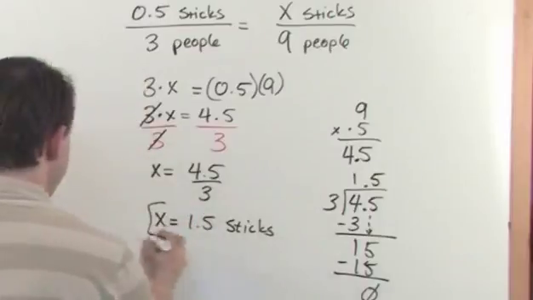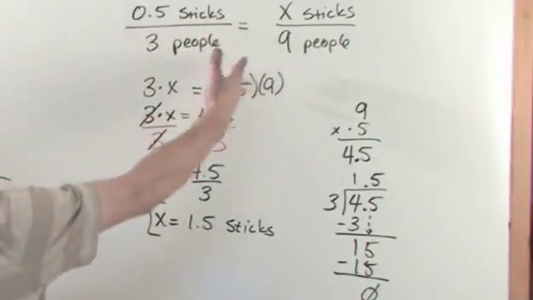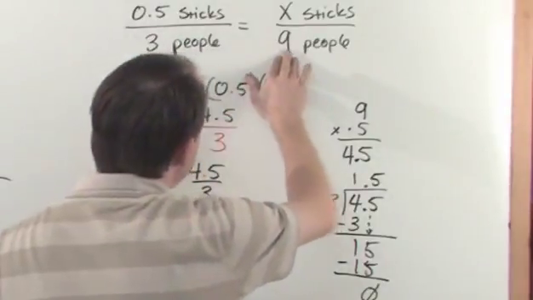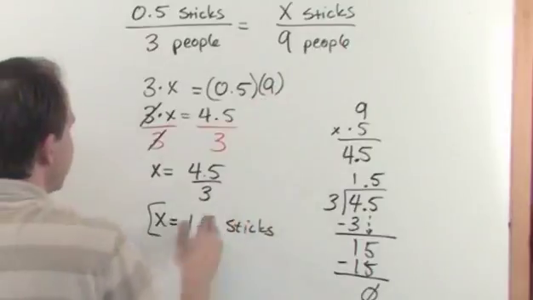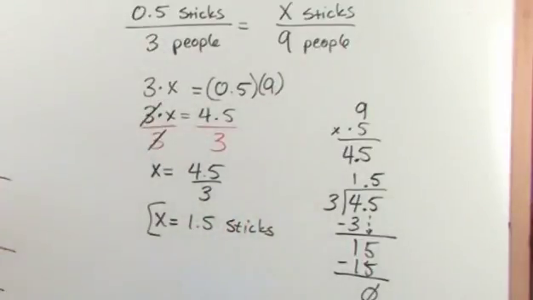Let's see if this makes sense just from a big picture point of view. If it takes 0.5 sticks, which is half a stick of butter for 3 people, and I want to make a bigger recipe for 9 people, I'm going to need more butter. This tells me I'm not going to need half a stick, I'm going to need 1.5 sticks of butter, which seems to make sense because you're tripling the recipe.